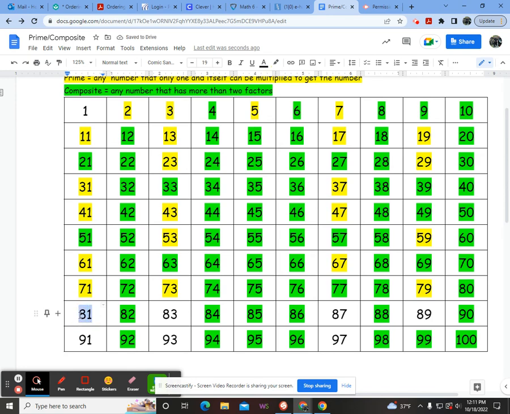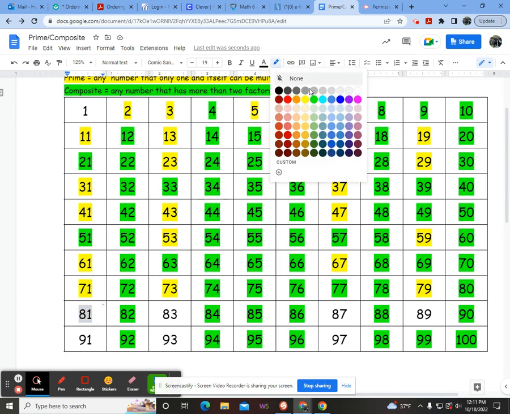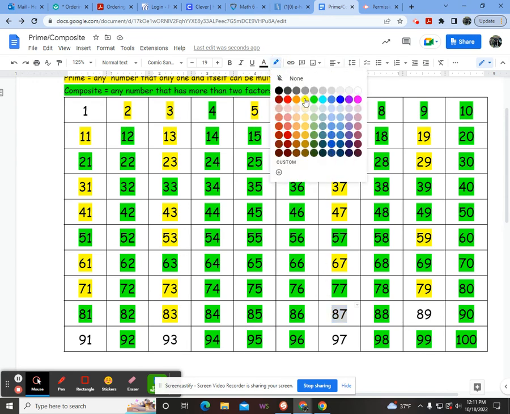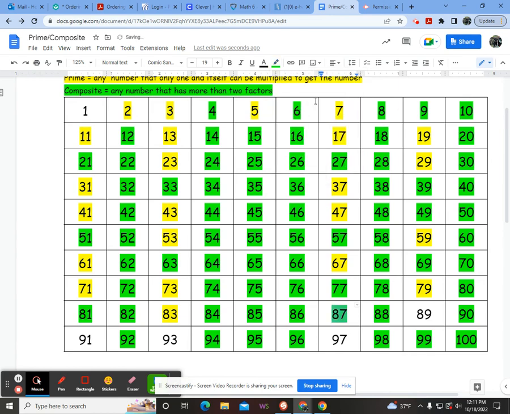81, we should know this. What goes into it? We should know 9 goes into 81. 83. It is yellow. 87. It is not. So this is where the 3 comes in, like if you could learn this divisibility rule, it's super helpful. So what is 7 plus 8? 15. And 3 goes into 15, therefore 3 goes into 87. Okay. 89. It is prime.